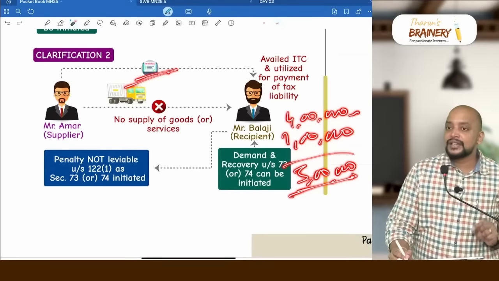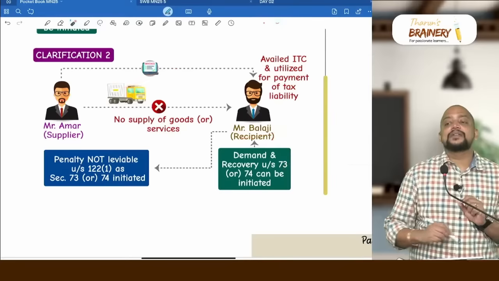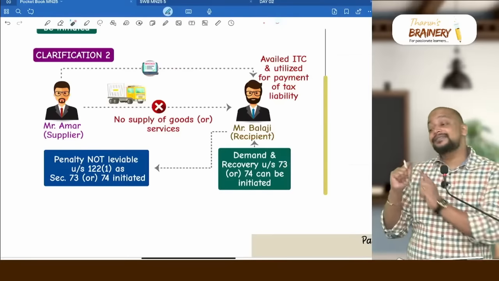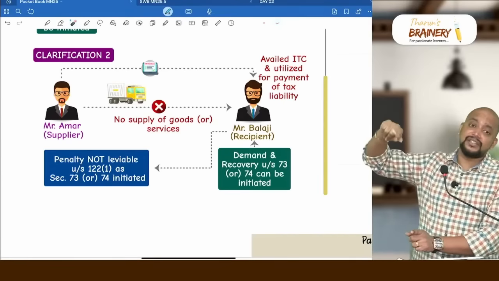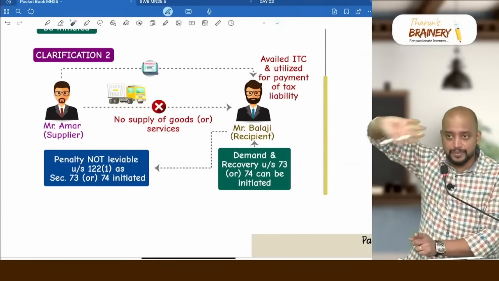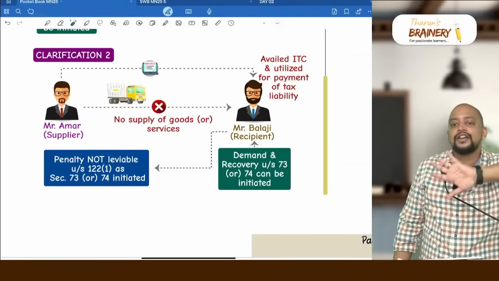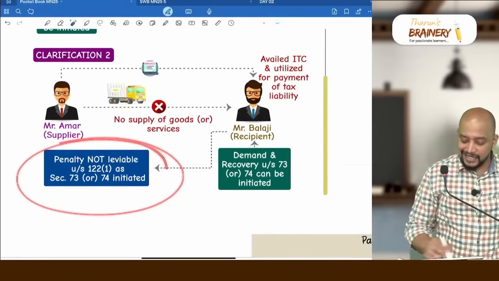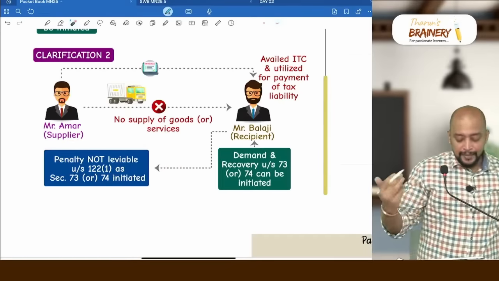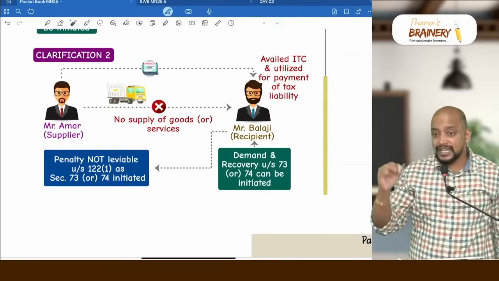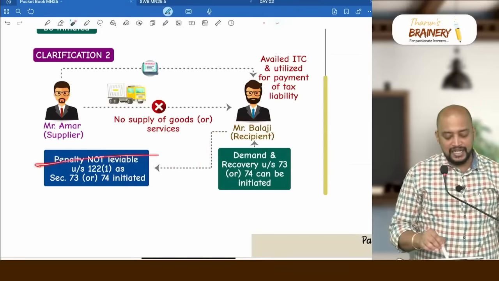Because of which, can there be a recovery on Mr. Balaji? Yes. To the extent of 1 lakh, there can be a recovery on Mr. Balaji. As there is a recovery on Mr. Balaji, they will invoke 73/74. As they invoke 73/74, the penalty will be as per 122 subsection 2. So 122 subsection 1, even though he did an ITC default, will not come. The penalty under section 122 subsection 1 will not be leviable, because 73/74 is initiated and demand and recovery is initiated on Balaji.